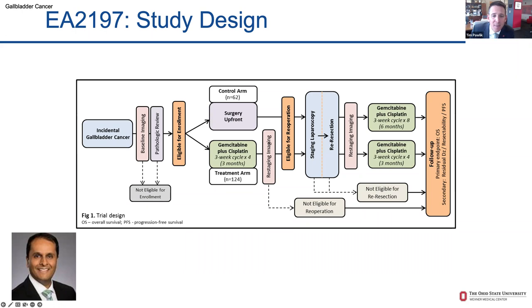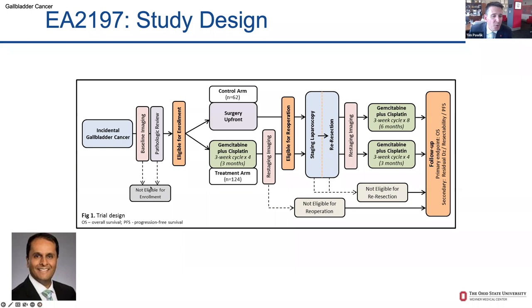Then they get restaged. Everyone gets a staging laparoscopy. And then patients who got upfront surgery get adjuvant therapy, and patients treated with preoperative gem cis following re-resection get consolidation therapy with gem cis postoperatively. And then the patients are followed with the primary endpoint being overall survival, and the secondary endpoints being the presence of any residual disease and progression-free survival. So we are accruing to this trial.